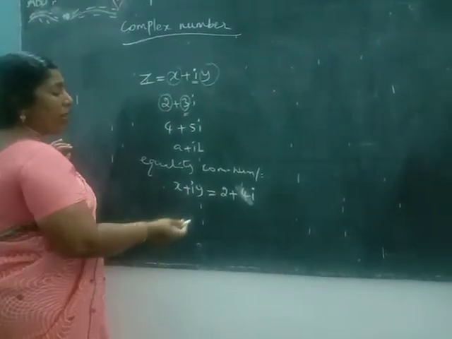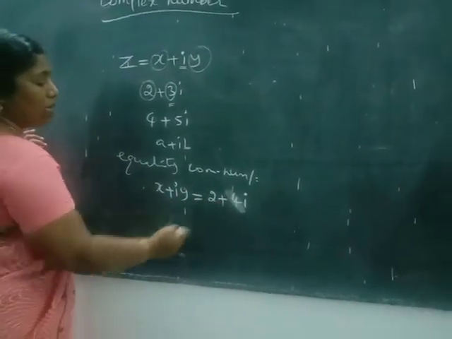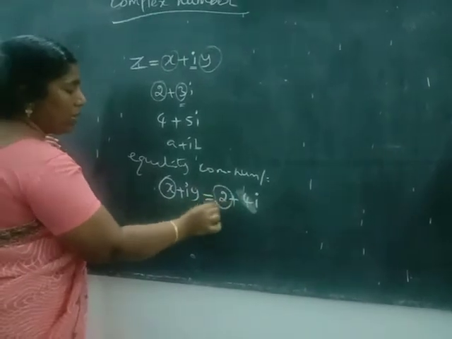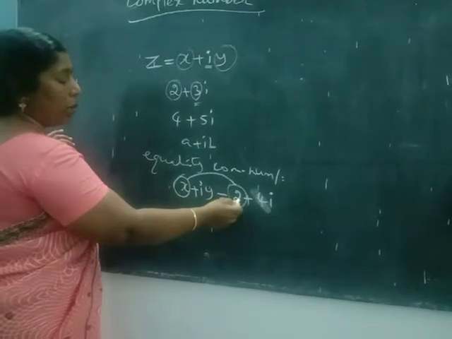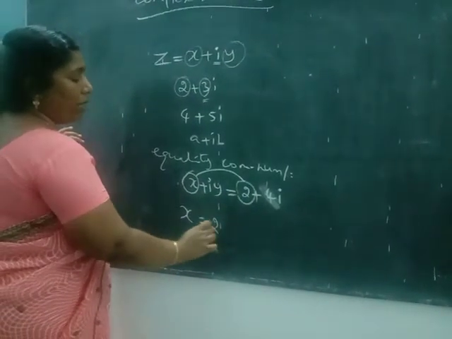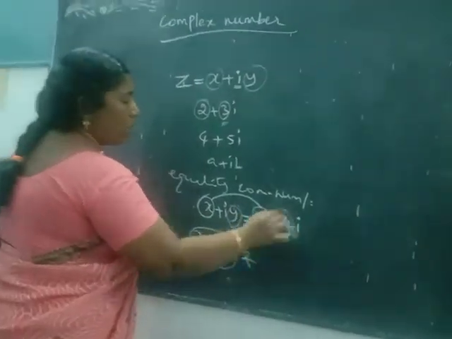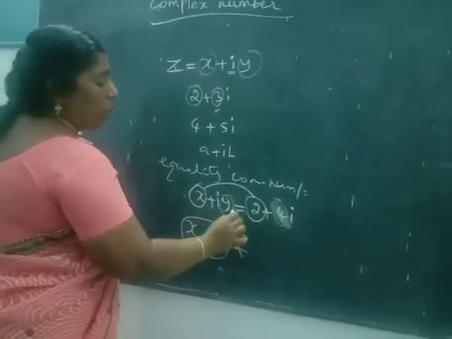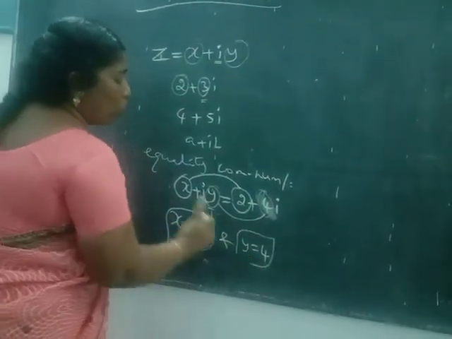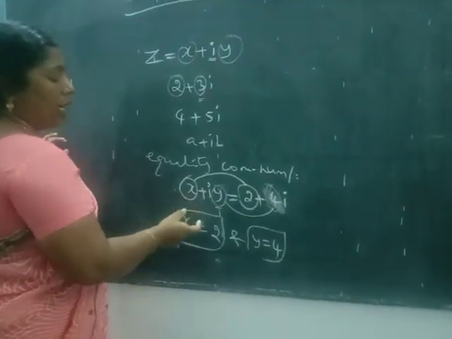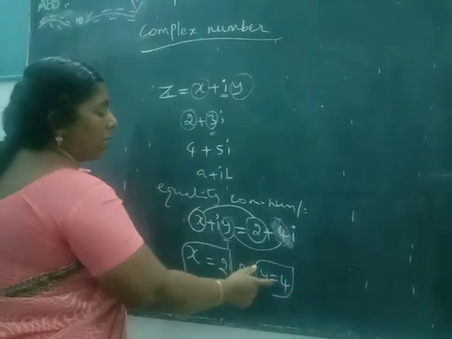So from this, how can we find the x and y values? Yes, two complex numbers are equal means corresponding real parts are equal. What is the real part of this complex number? x. What is the real part of the other complex number? 2. So x equals 2. And the imaginary part y, here the imaginary part is 4. So imaginary parts are equal, so the value of y is 4. So if two complex numbers are equal, we can equate the corresponding real parts and the corresponding imaginary parts.